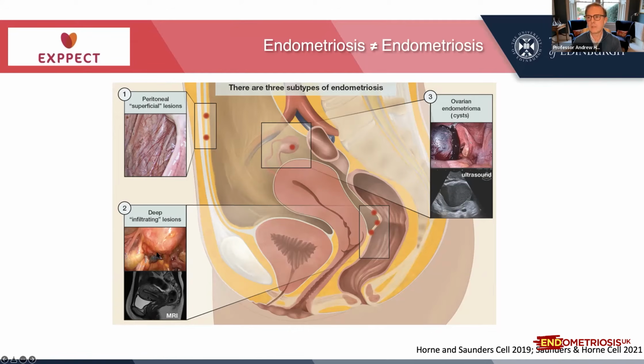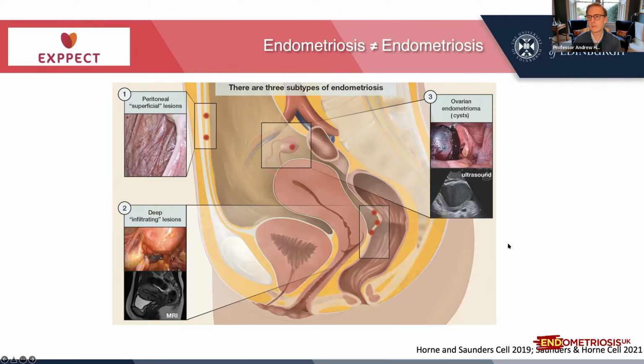Another type of endometriosis that we see is deep disease or infiltrating disease, and this is a disease that forms nodules, often involving the bowel and the bladder. And you can see a nodule here just behind the uterus in the left-hand picture, and it's also showing up on this MRI scan here.